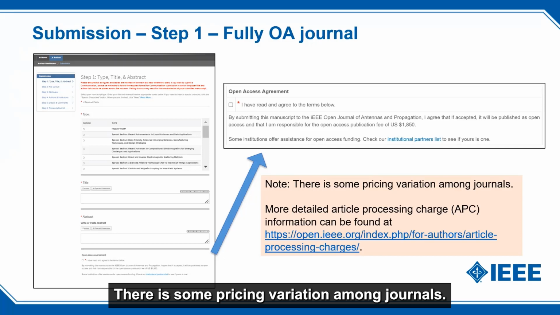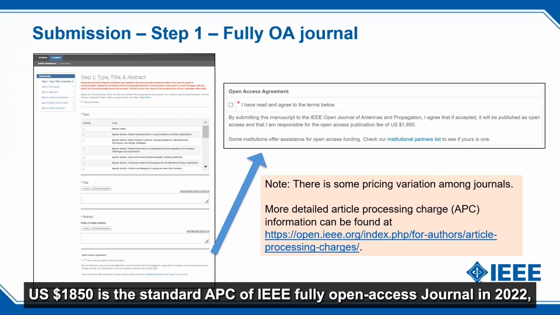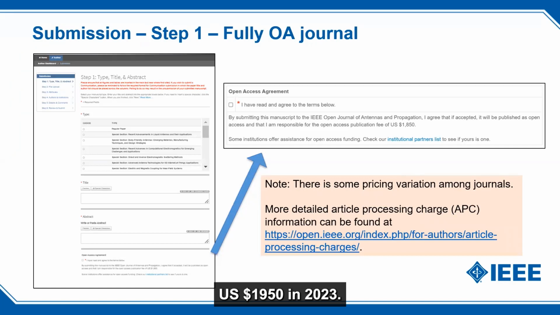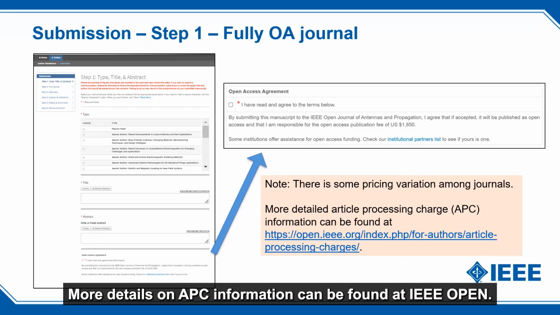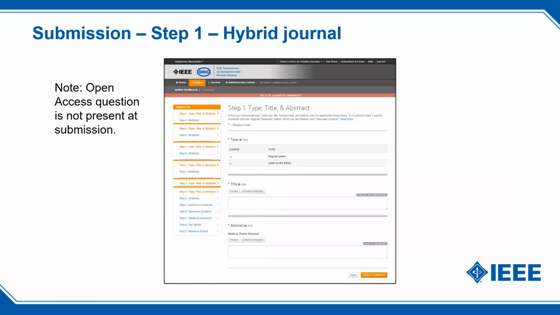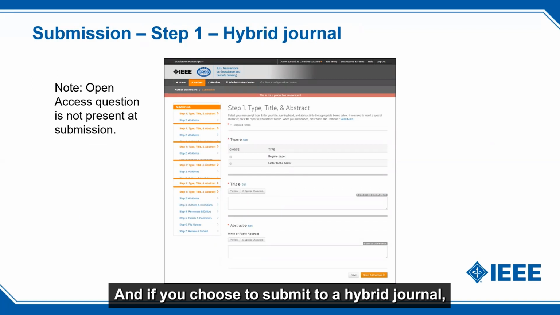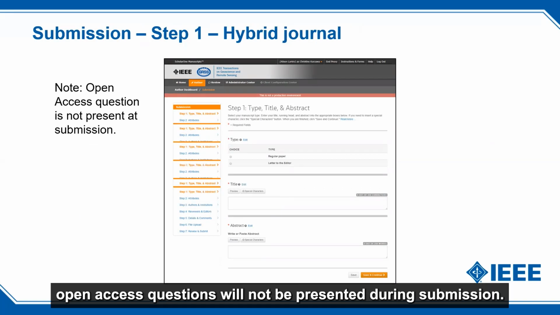There is some pricing variation among journals. $1,850 US dollars is the standard APC of an IEEE fully open access journal in 2022. It's $1,950 US dollars in 2023. More APC information can be found at IEEE Open. And if you choose to submit to a hybrid journal, open access questions will not be present during submission.